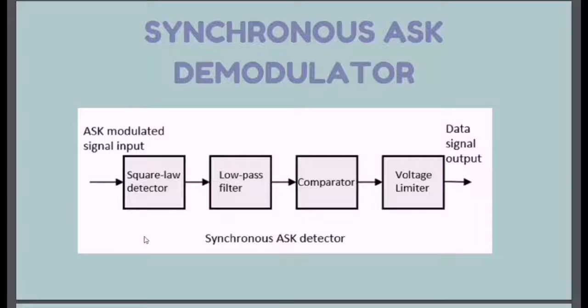The ASK modulated input signal is given to the square law detector. A square law detector is one whose output voltage is proportional to the square of the amplitude modulated input voltage. The low pass filter minimizes the high frequency. The comparator and the voltage limiter help to get a clean output.